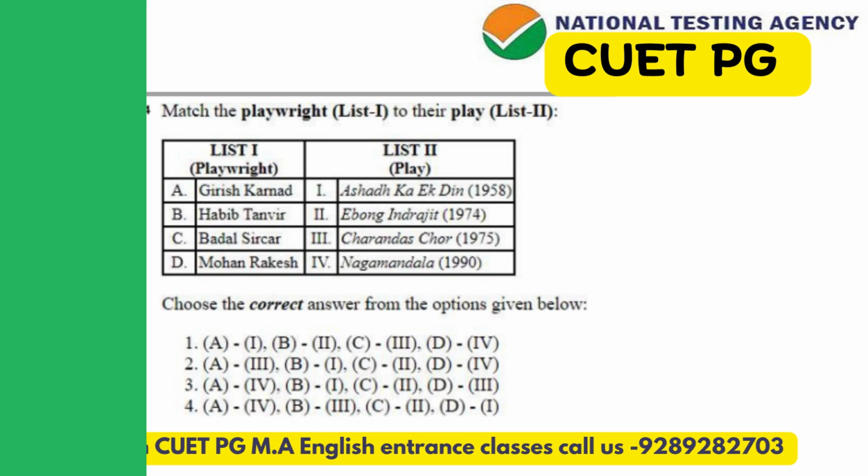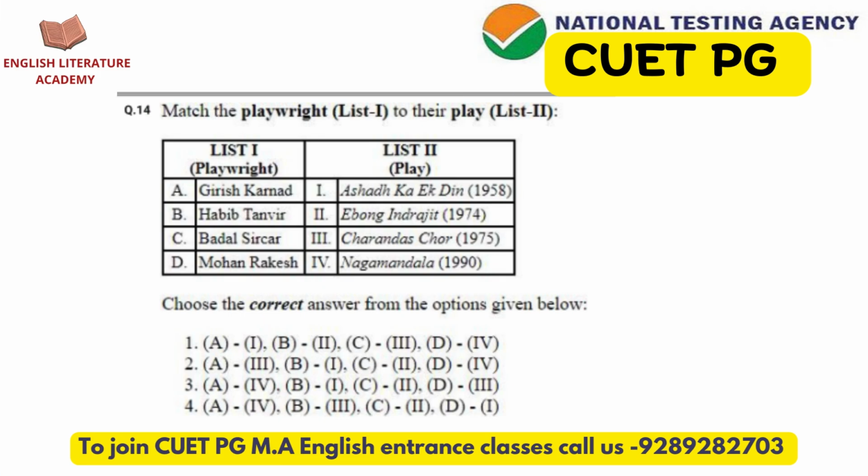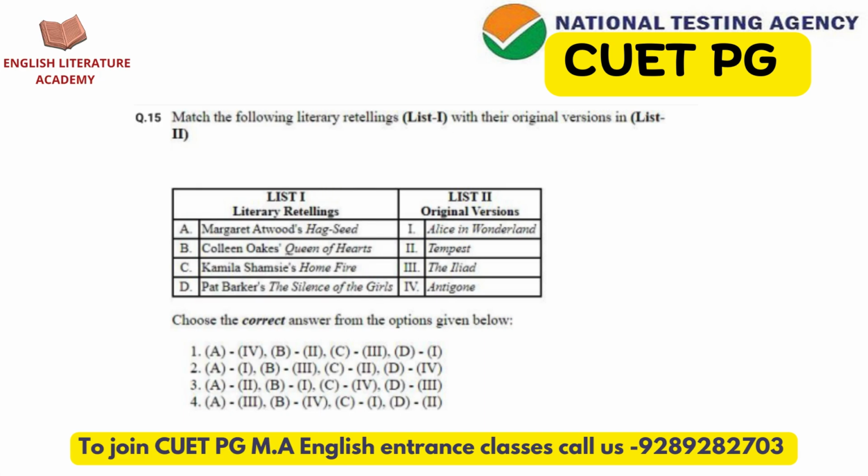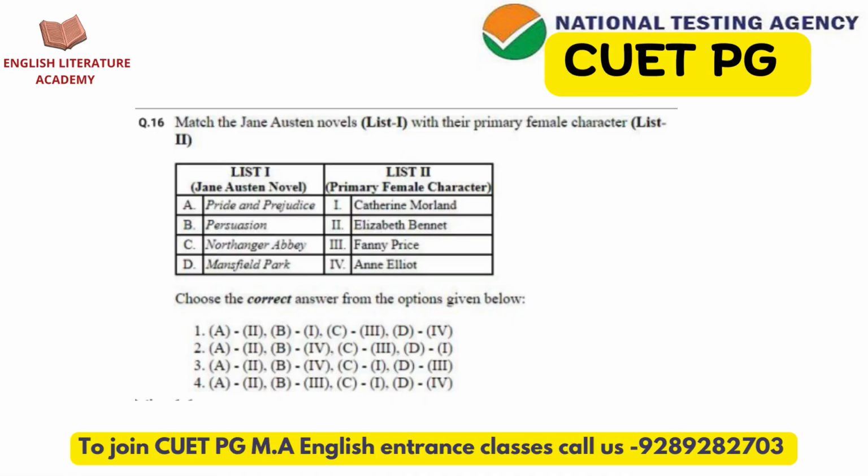Indian playwrights and their works had to be matched. This was also not a difficult question at all, as most plays mentioned here are a part of the syllabus in the undergraduate courses. Similar pattern of questioning can be seen in the next question about retold works that had to be matched with the originals. Their names had the key to the mystery. The 16th question was the easiest according to me, as Jane Austen's protagonists had to be matched with her novels' names.